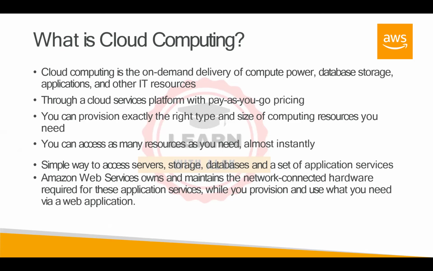This is telling us that Amazon Web Services owns and maintains the network-connected hardware required for these application services, while you provision and use what you need via a web application. So the AWS console is what? It is a web application only. From that web application, you can see what kind of resources are available, how many, and what their capabilities and functionalities are, and according to that you can choose or tailor to your needs and purchase them. Okay, this is basically what this is telling about. Let's move to the next slide.